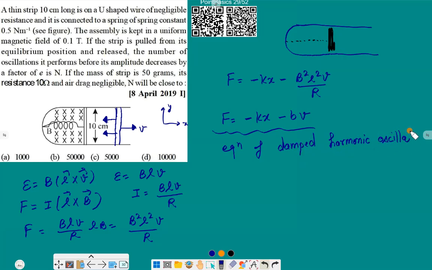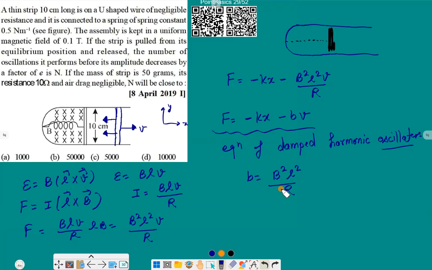Here the oscillations damp as there is a velocity dependent force acting. This force is velocity dependent, as there is velocity in the expression: as we increase the velocity, the amount of this force also increases. When velocity is 0, there is no damping. So from this, the damping constant b will be B squared L squared divided by R.